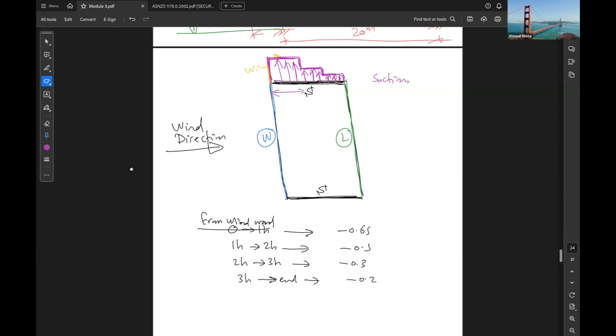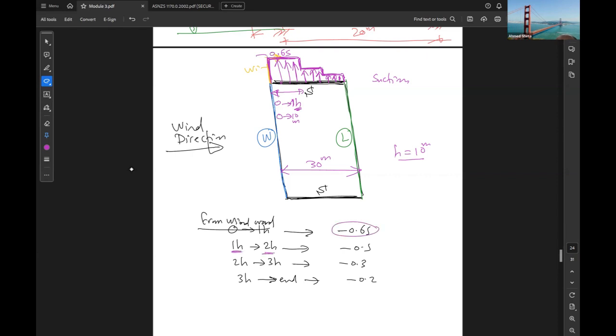So the first value is from 0 to 1h. What is h? H is the building height. For example, if this width is 30 meters, okay, building height h is 10 meters. So the first 10 meters, from 0 to 10 meters, how much is the factor? Negative 0.65, okay? So this one.